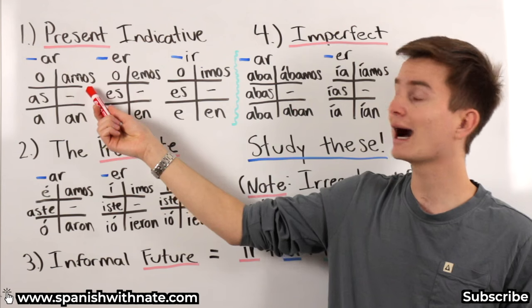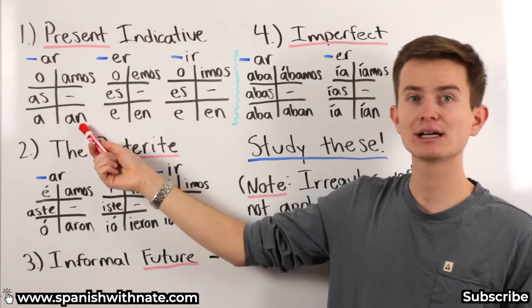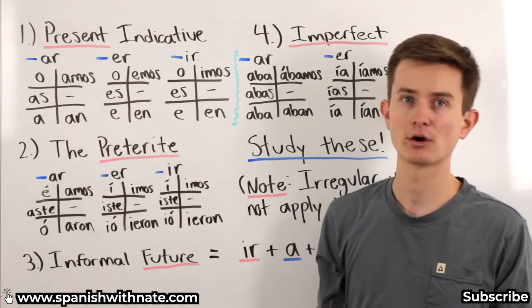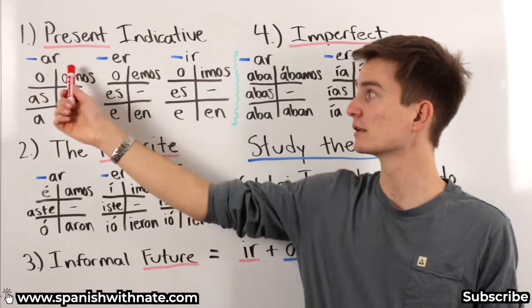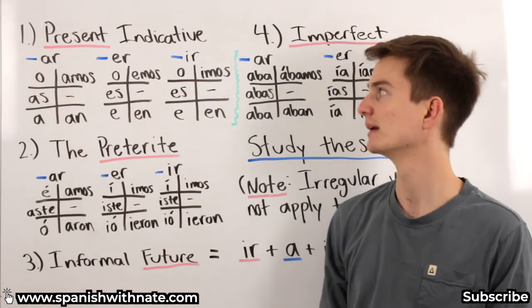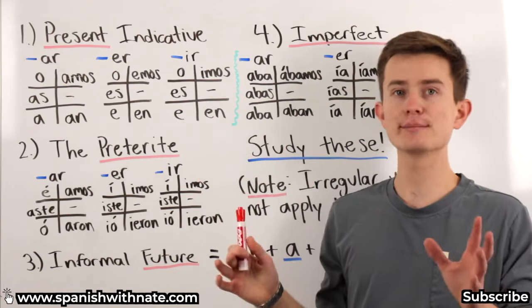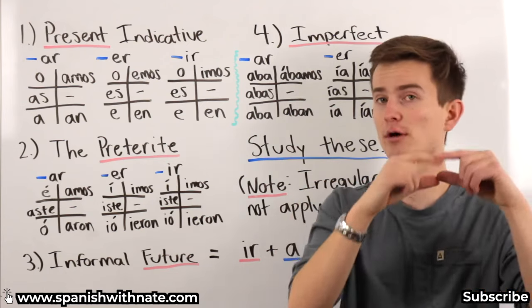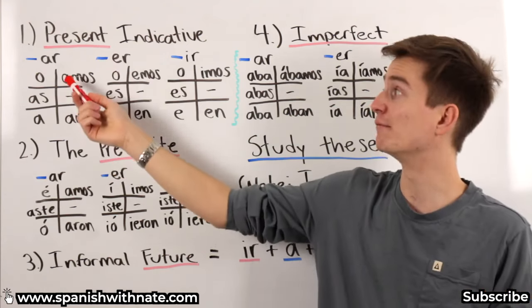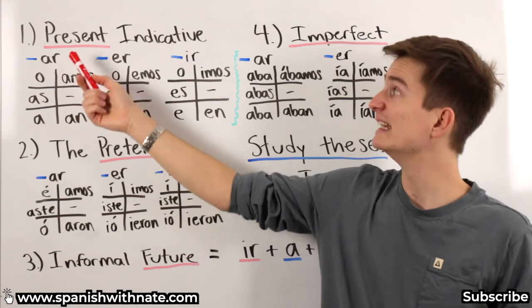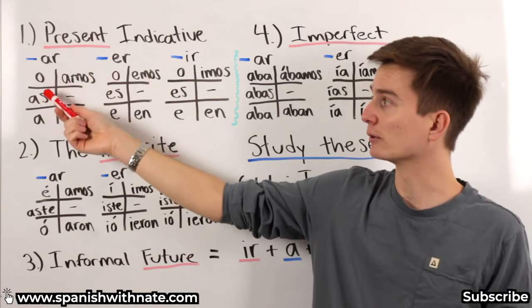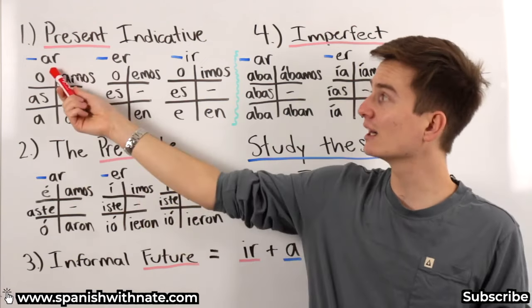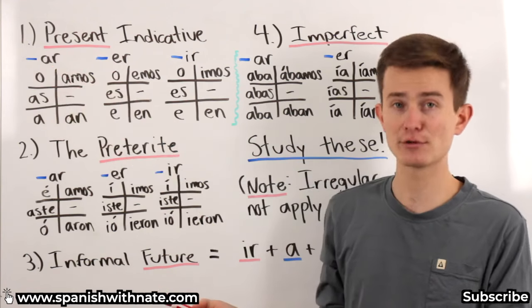Amos, nosotros hablamos. Ellos hablan. Ellas hablan. Ustedes hablan. Okay? So those are the verb endings for AR verbs in the present indicative tense. Now, in order to conjugate verbs, which just means to take a verb from its infinitive form and put it in a new form, in this case we're conjugating our infinitive AR verb, hablar, into the present indicative tense. Hablo, hablas, habla, hablamos, hablan. All we do to conjugate is cut off our AR ending and add our new ending.